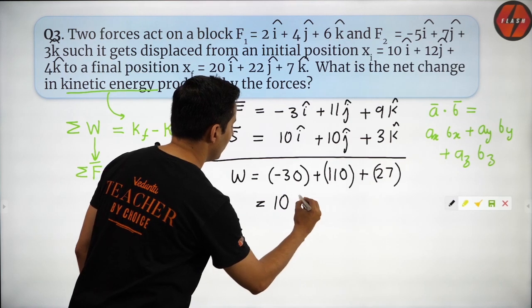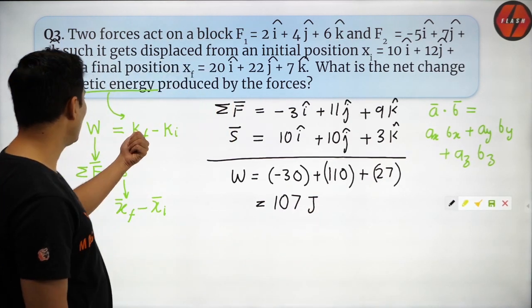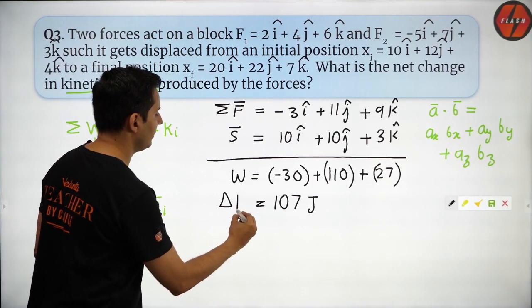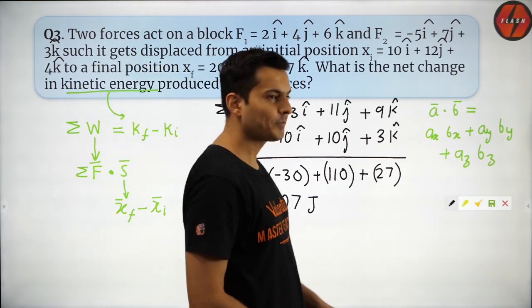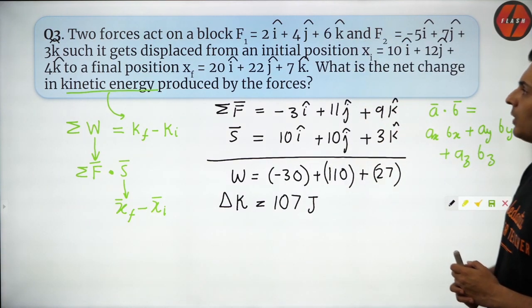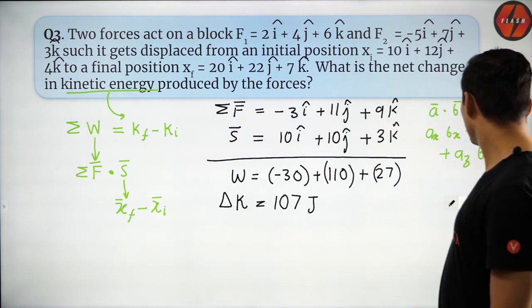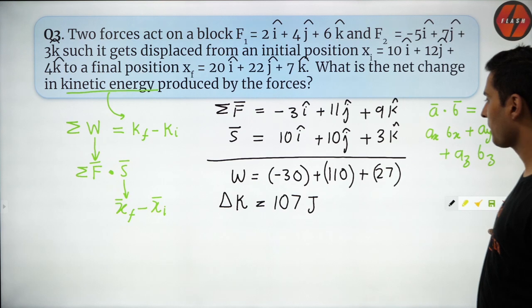So that should give you 107 joules, and that should be also the change in the kinetic energy. All right, so 107 joules is the answer. I hope this is very, very clear. Okay, cool. So let's go ahead then.